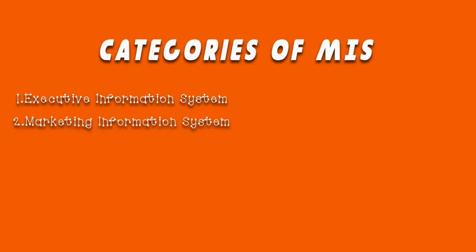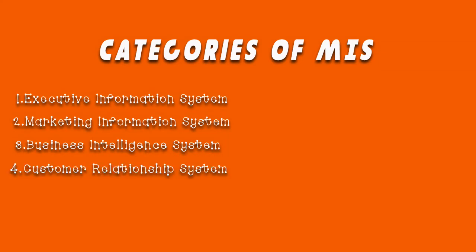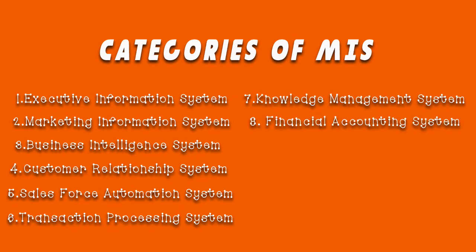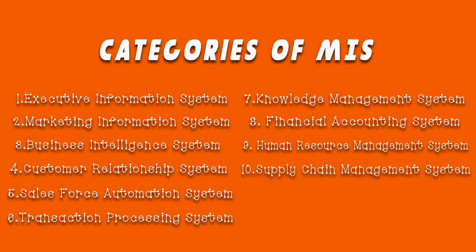So, these are the categories of management information system. First is the executive information system, marketing information system, business intelligence system, customer relationship management system, Salesforce automation system, transaction processing system, knowledge management system, financial accounting system, human resource management system, supply chain management system.